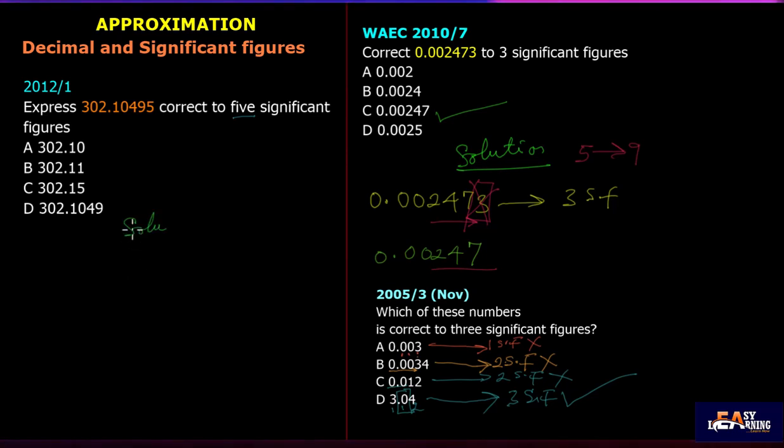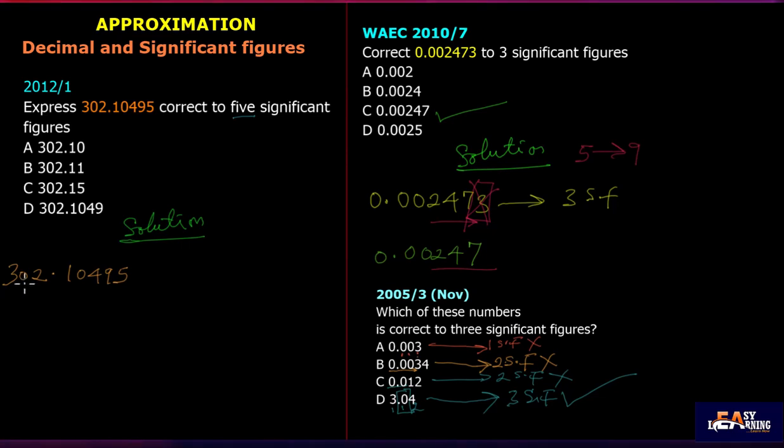Still waiting for you to pause the video, then we do it together. Okay, let's start. Let's do it together. I believe you've gotten your answer. So we have 302.10495. This is what we are to change to correct to 5 significant figures.